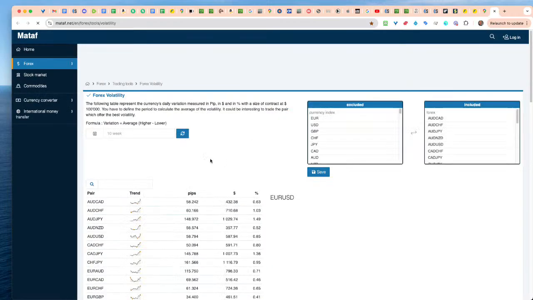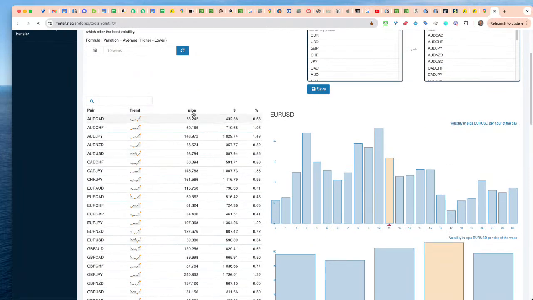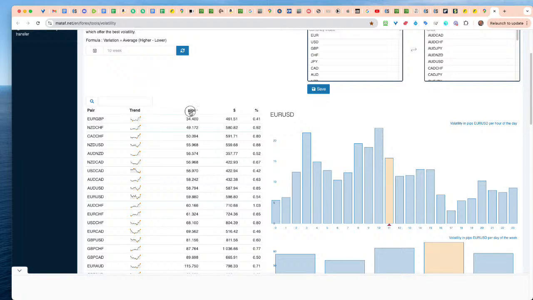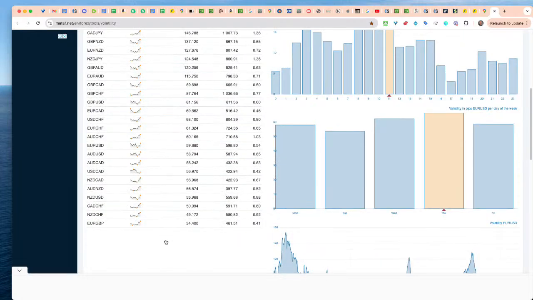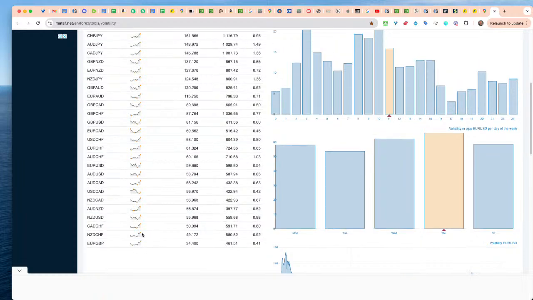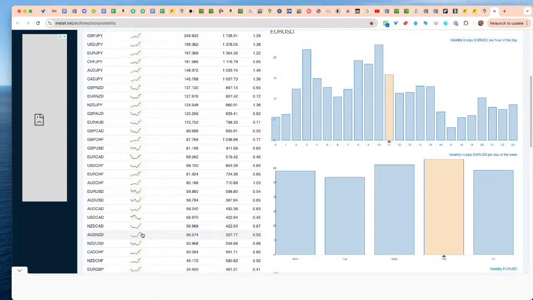So you can go to this matf.net, click on Forex Volatility. You can click the pips button here and sort highest to lowest pips. Lowest pip movement currency pair right now, Euro GBP. Here's my point. You cannot use this if you're trying to determine risk.